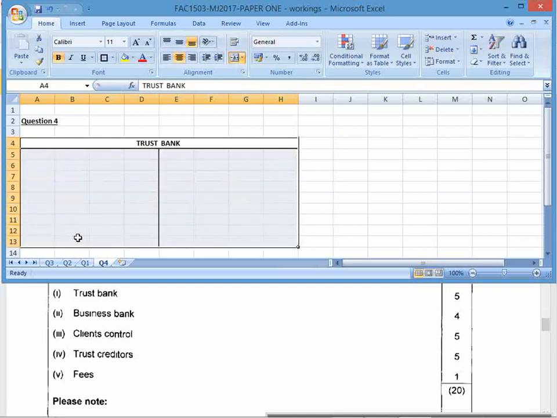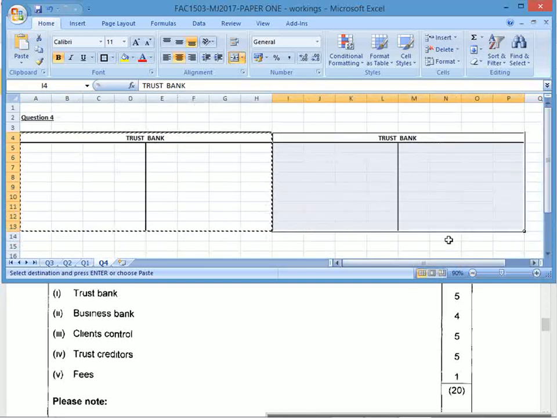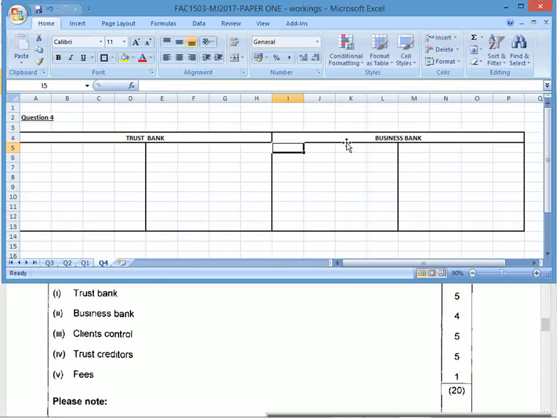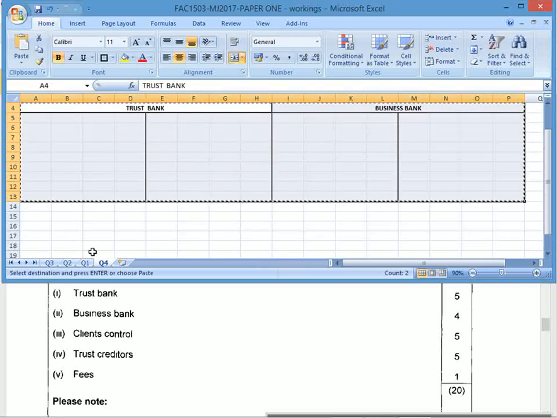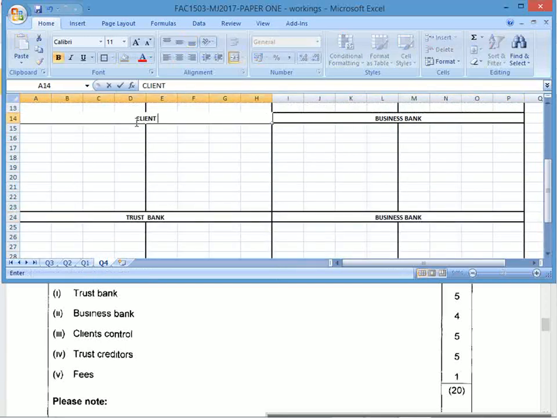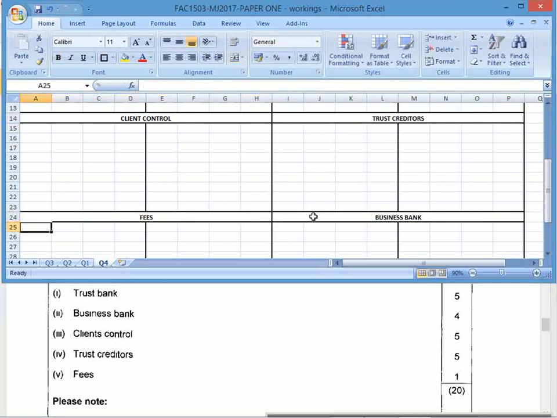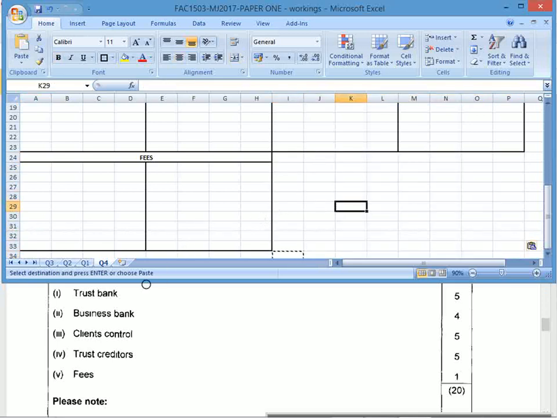Okay, so trust bank accounts, business bank accounts, client control, trust creditors, and fees. Okay, so that's what you need to draw up.